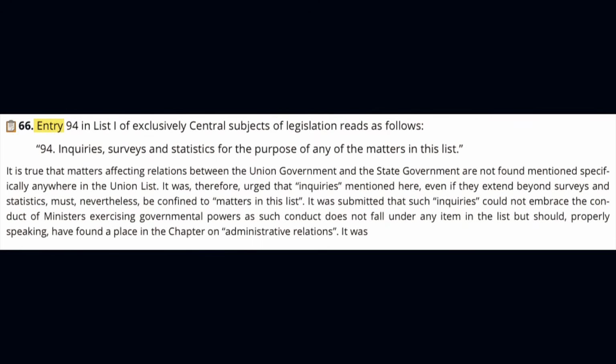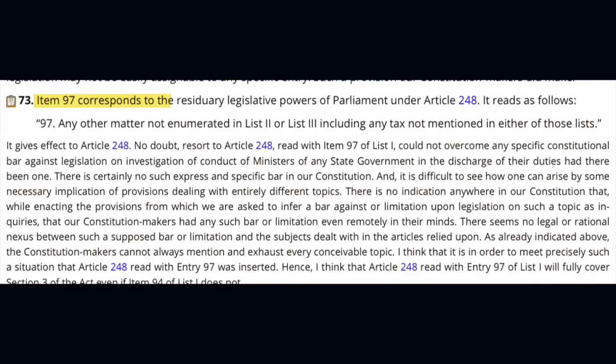The state of Karnataka challenged the competence of Parliament to pass this Act. So the question was whether the word inquiry can cover the Commission of Inquiry Act, which is given under List 1, entry number 94, or whether Parliament can exercise its power under entry 97 of List 1, read with Article 248 of the Constitution. So the state of Karnataka filed a suit before the Supreme Court under Article 131. The question arises whether this suit is maintainable.